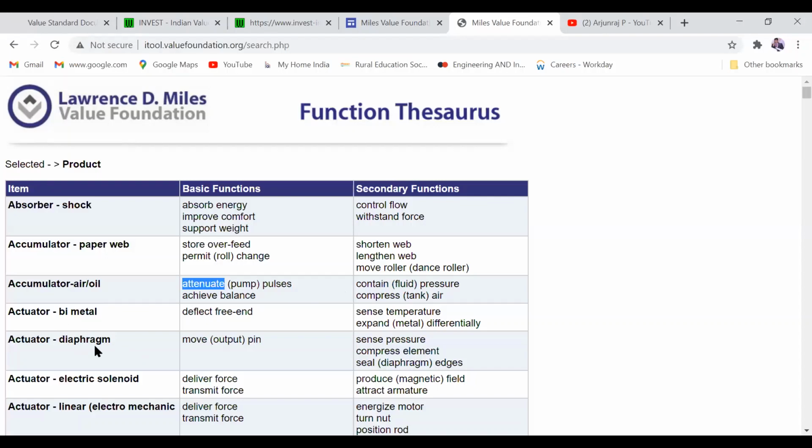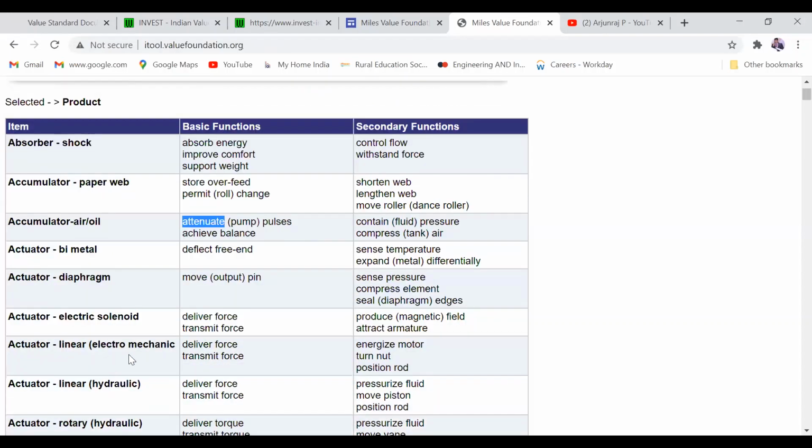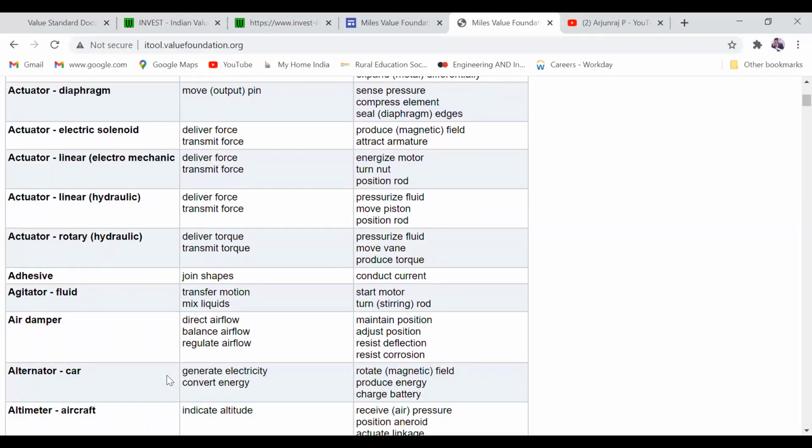What is the function of a diaphragm? It moves pin. What is the function of a solenoid actuator? It delivers force, it transmits force. Okay. What is the function of an air damper? It directs airflow. It balances the airflow. It regulates airflow.